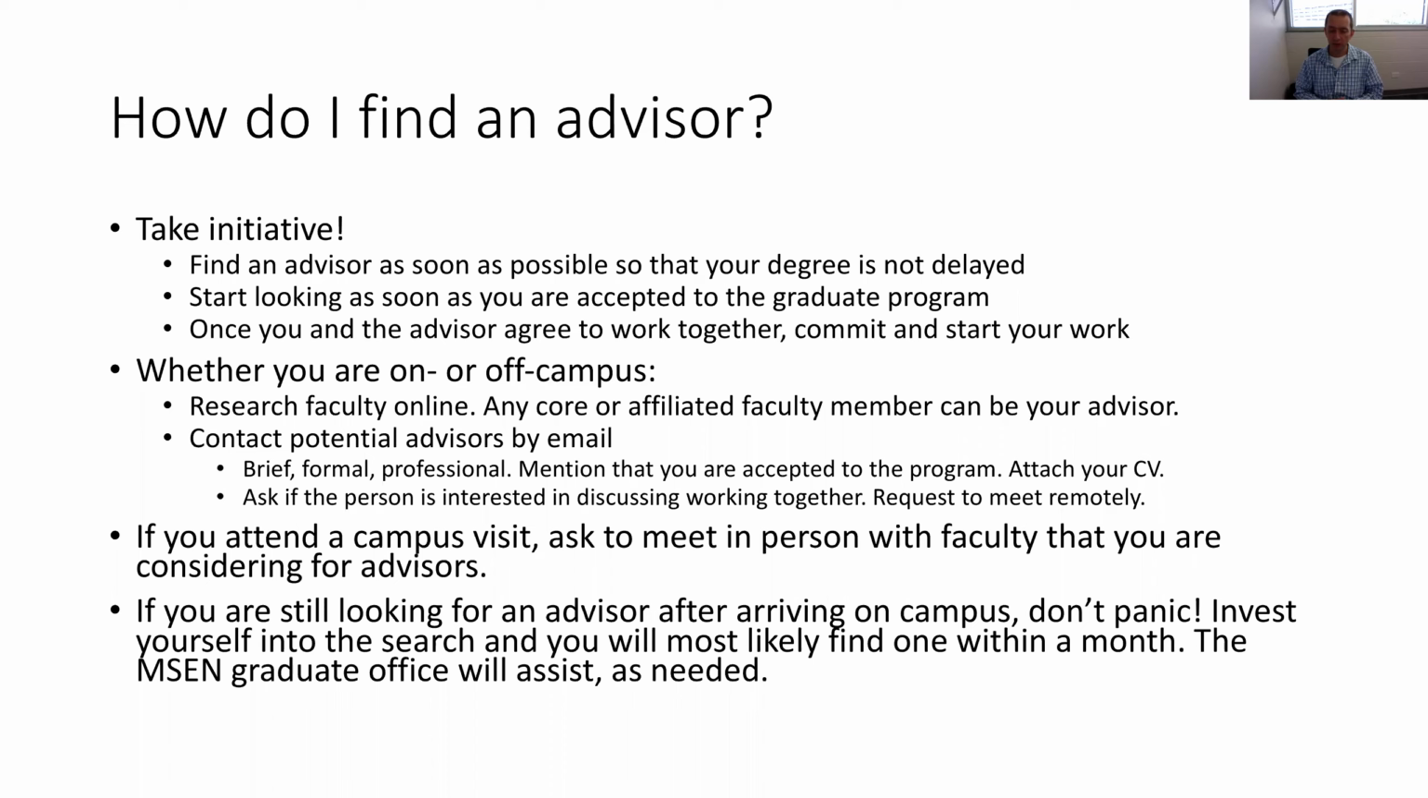Once you have selected a group of faculty whose research interests align with yours, I recommend writing emails to all of them. Make the emails brief, formal, professional. Introduce yourself in the email, mention that you are accepted to the program, attach your CV so that your advisor can have an idea of what kind of experience you have, what past experience you bring to the table. And finally, ask whether this potential advisor is interested in discussing potentially working together.